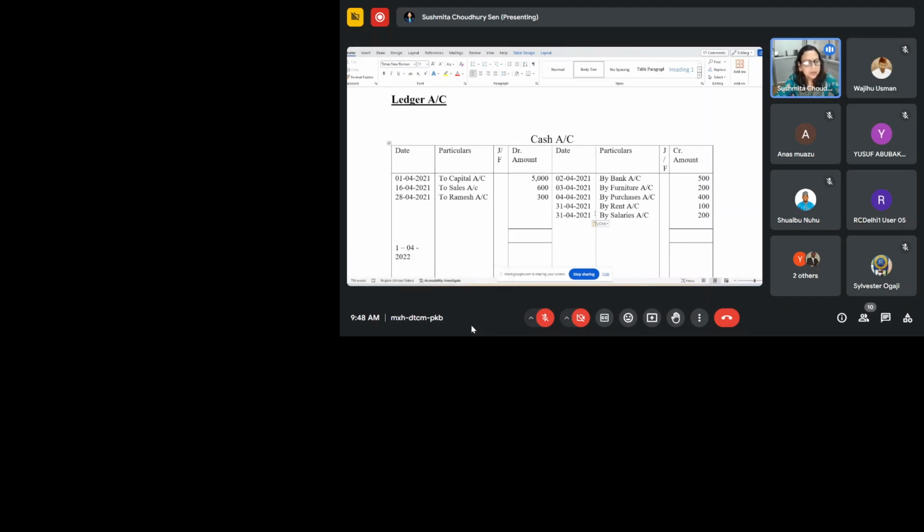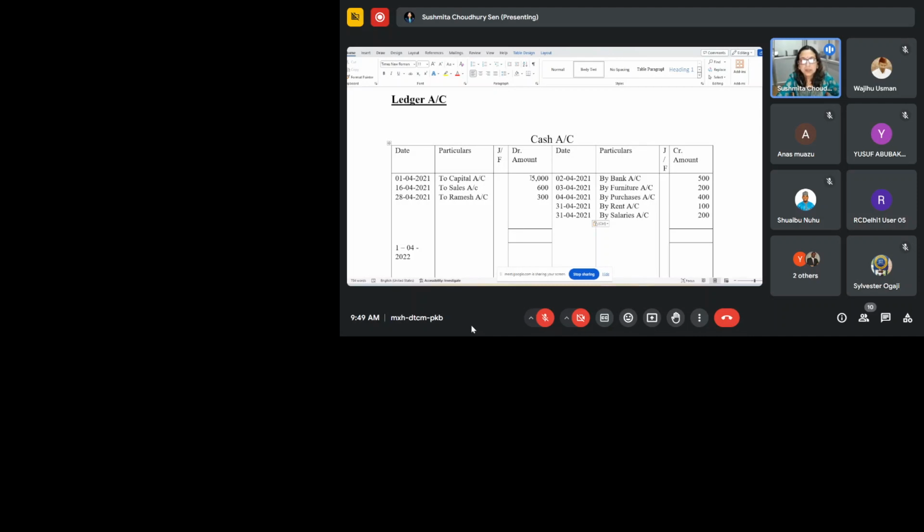Once all the entries related to cash are over, we need to close the accounts book. Now here you can see it is just a dummy question. In the dummy question, you can see all the transactions are related to the month of April. But when you see a practical question, you will find the transactions took place across the months. And we close the accounts at the end of the financial year.